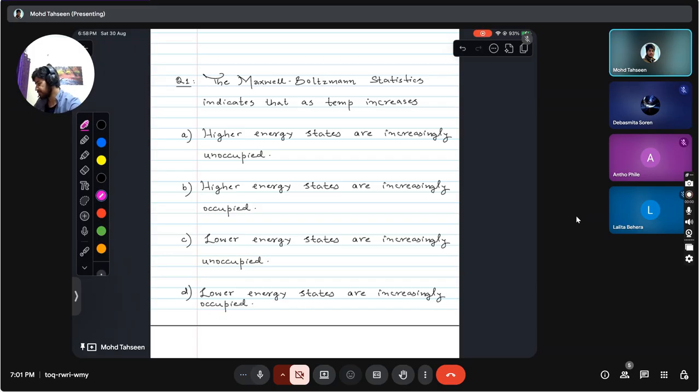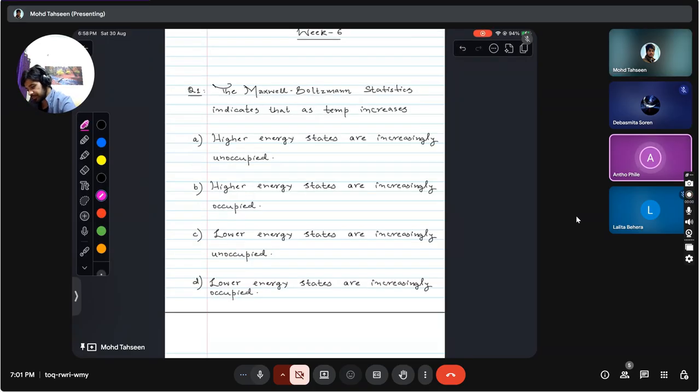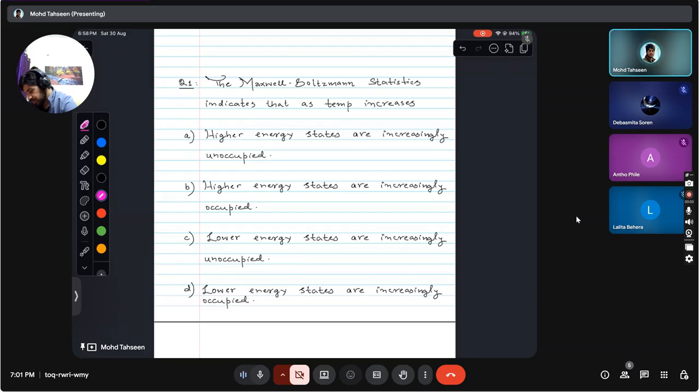Anyone? Option B. Option B. Yes, that is indeed correct. So only one option is correct, or is there some other option also which is correct? If option B is correct, then option C will be correct. Yes, that's exactly what's happening here. Both of these options are correct, right?